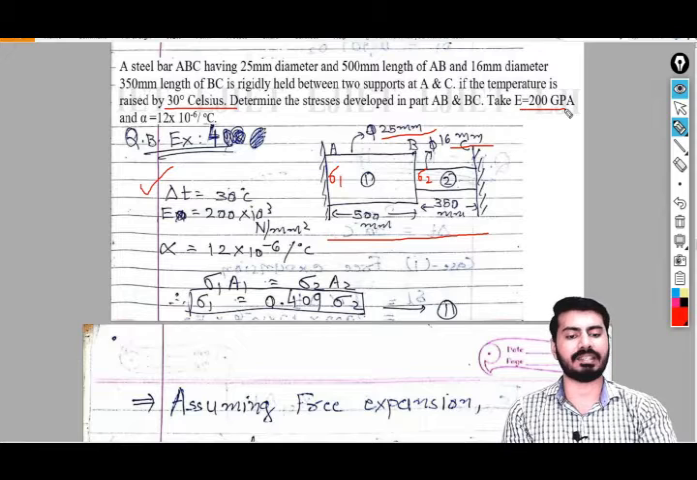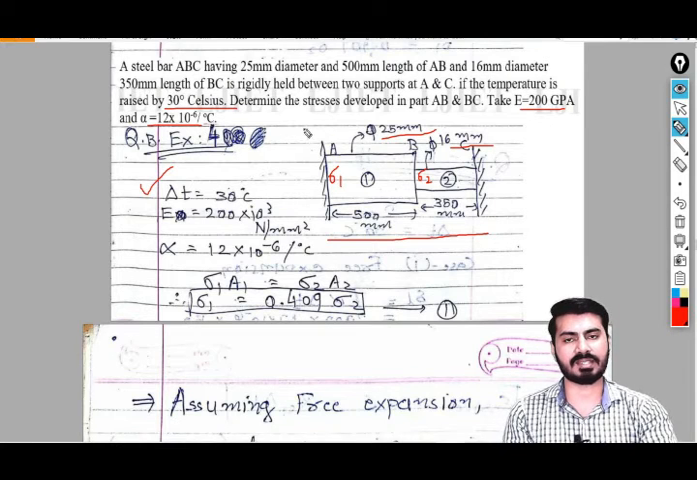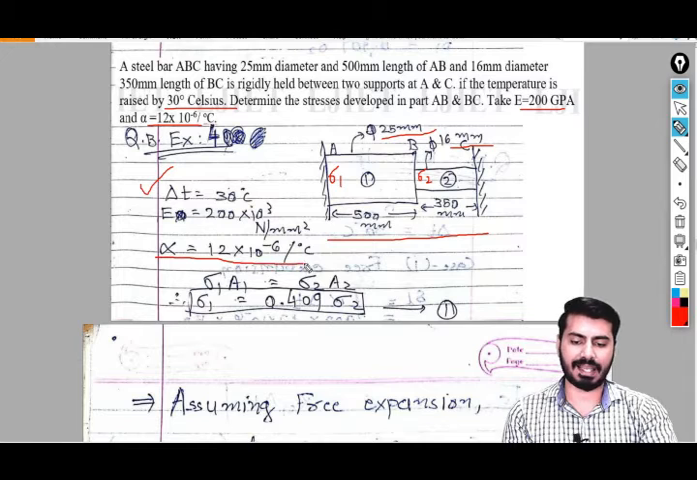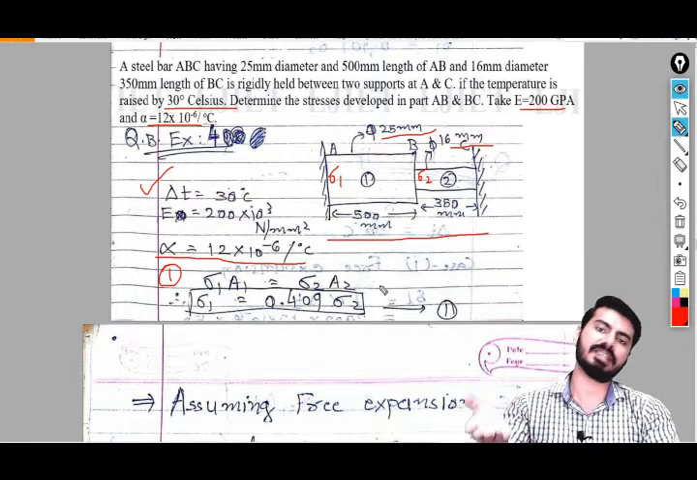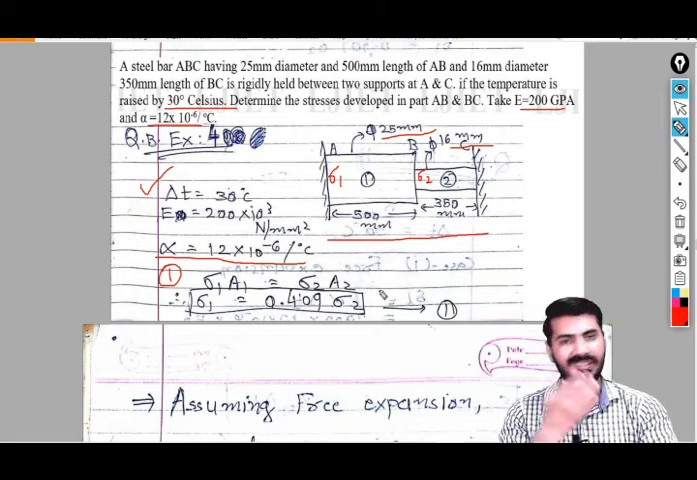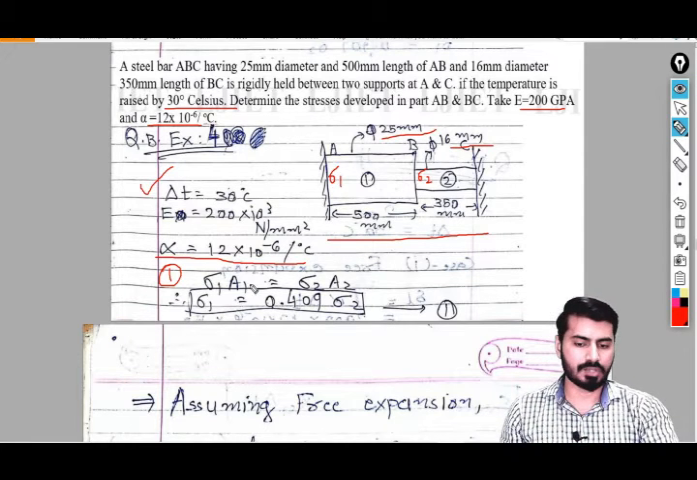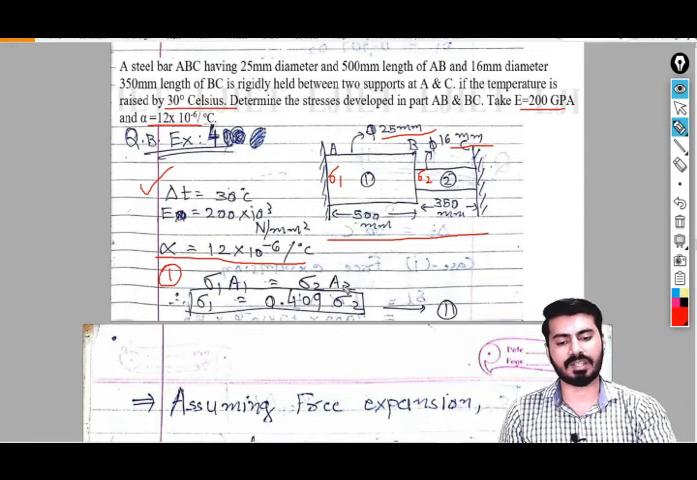Take the E or Young's modulus as 200 gigapascal and alpha as 12 into 10 raised to minus 6 per degree centigrade. So alpha is provided, E is provided. The first step, first and foremost for the compound bar, is this one. That is, the force applied by one bar is equal to the force applied by the other bar. Action and reaction, equal and opposite. So sigma 1 A1 equals sigma 2 A2.